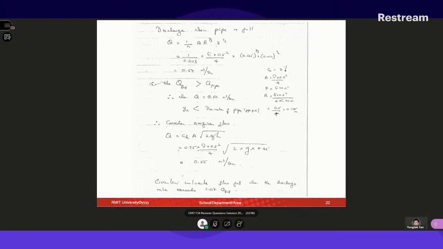Okay, the circular culvert flows full when the discharge rate exceeds 1.07 Q full. Actually, because here you can see that the full discharge, the full capacity of the pipe, is 0.54, but if we use the orifice flow, it is 0.55. But as I mentioned in the previous slide, the circular culvert flows full when the discharge rate exceeds 1.07 Q full. So that means it is not full at this stage, in this question.